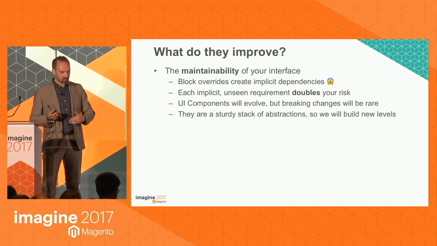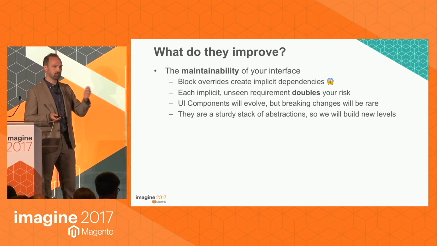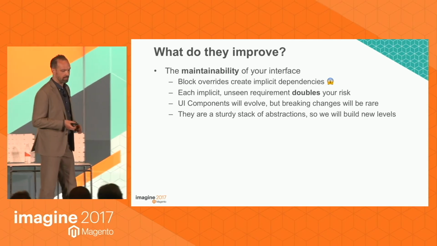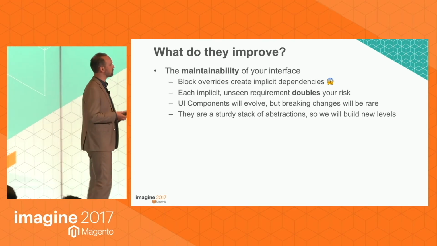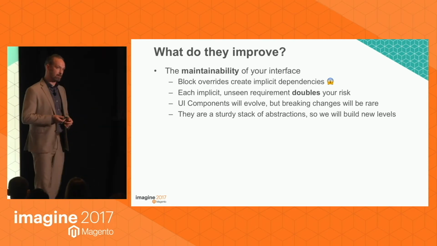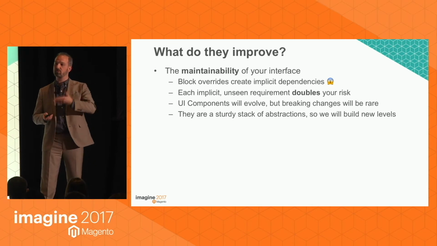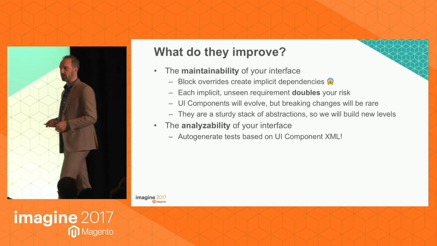One JavaScript selector does not do what it's expected to do, throws an exception, and your whole synchronous thread is gone. So you have a lot of risk there with those implicit dependencies, and though UI components will evolve, it's going to maintain that assurance, and breaking changes ought to be rare. I think they're built as a pretty sturdy stack of abstractions, so we're going to build new levels upon it for maintainability, and the things that you made in the lower levels, they'll still be okay.